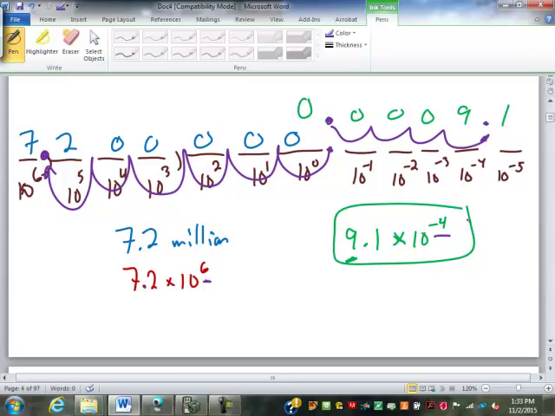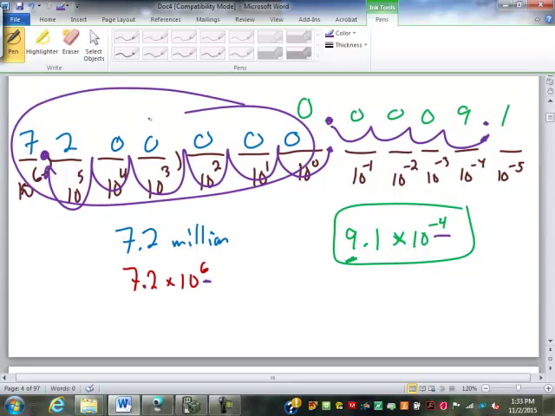Now, how do we know whether the power of 10 should be positive or negative? Well, big numbers are in the positive powered place values, and the little numbers, numbers less than 1 or decimal numbers, are in the negative powered place values.